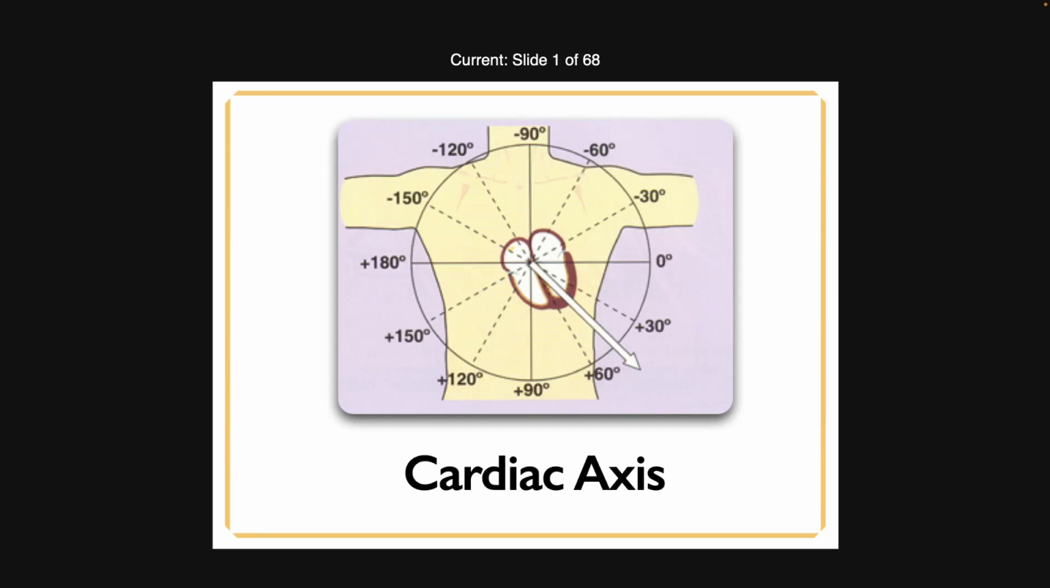To be blunt about this, I don't think cardiac axis is the most useful thing for paramedics. On the other hand, it's everywhere. I mean, people talk about it a lot. And so I think it's useful for you to know what it is, so when people talk about it, you know.